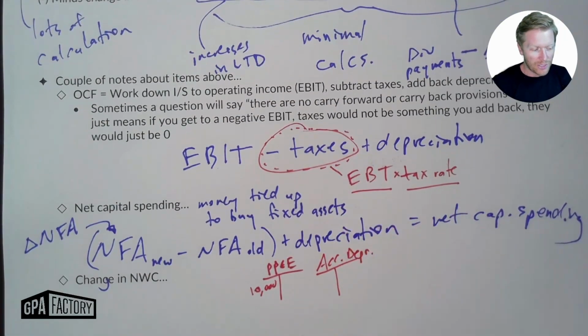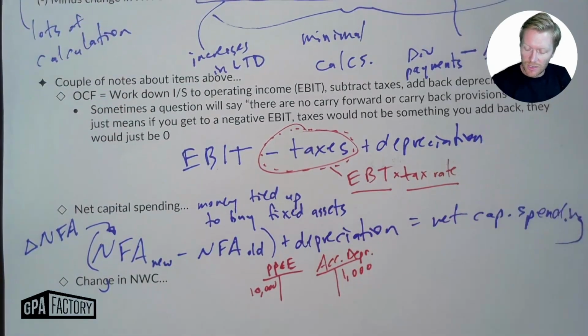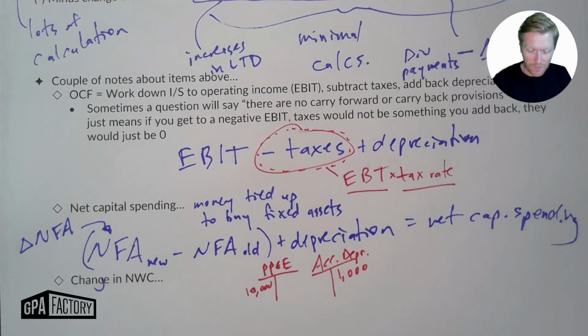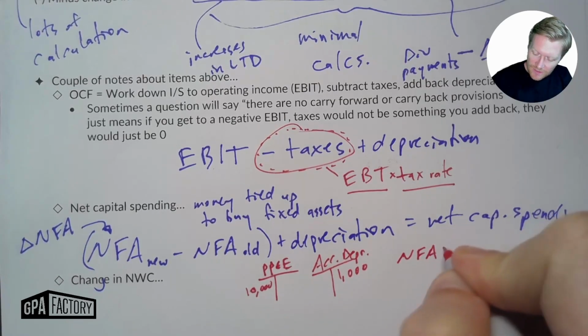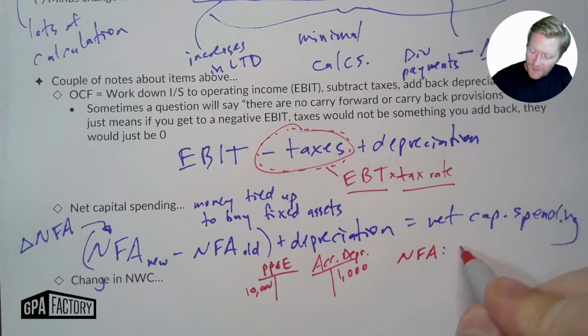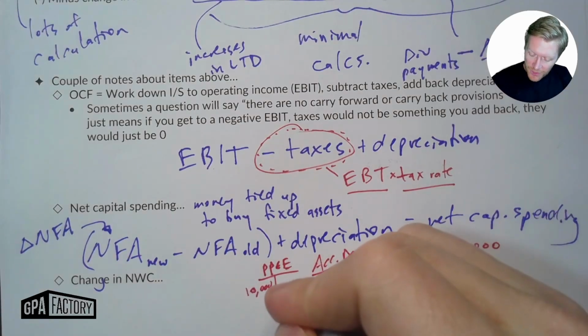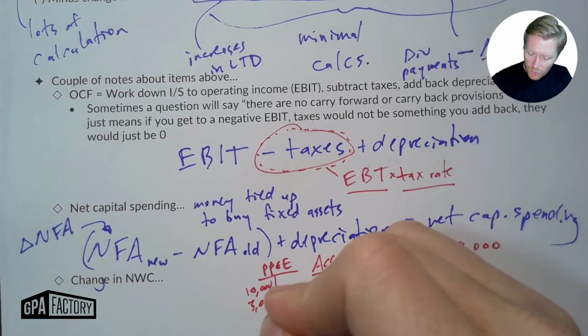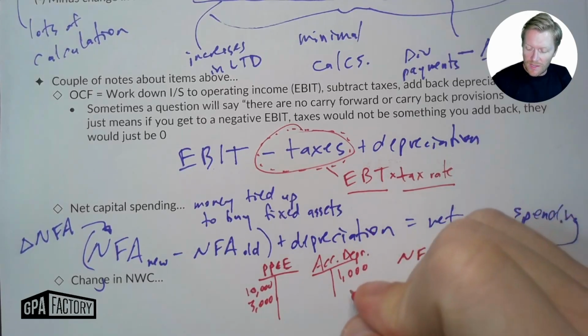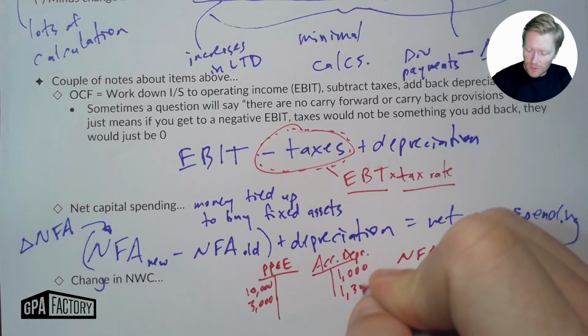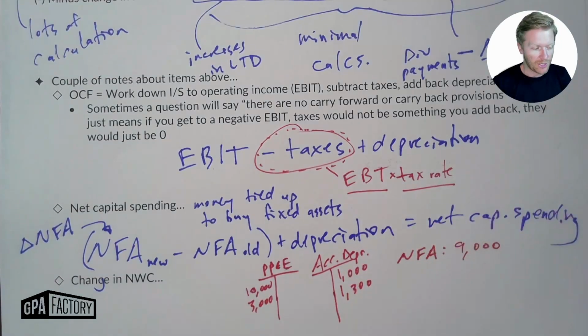So let's say that going into a year, the start of the year, we've got 10,000 in gross fixed assets, so property, plant, and equipment, and we've got $1,000 in our accumulated depreciation account. That means that our net fixed assets are 9,000. Okay, net fixed assets are 9,000. Let's say that throughout the year we buy $3,000 worth of property, plant, and equipment, and then we add $1,300 of accumulated depreciation. Okay, we add 1,300 of accumulated depreciation.